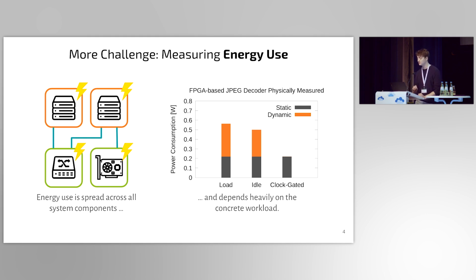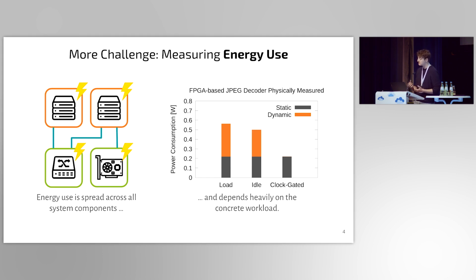So let's now focus purely on measuring the end-to-end energy consumption of our system design. Here, we can make two important observations. First, energy use is spread across all of the components in our system. And second, energy consumption is generally made up of a static and dynamic part. The dynamic consumption increases when transistors switch more frequently, and as a consequence, this means that the dynamic consumption depends heavily on the concrete workload that we are running.